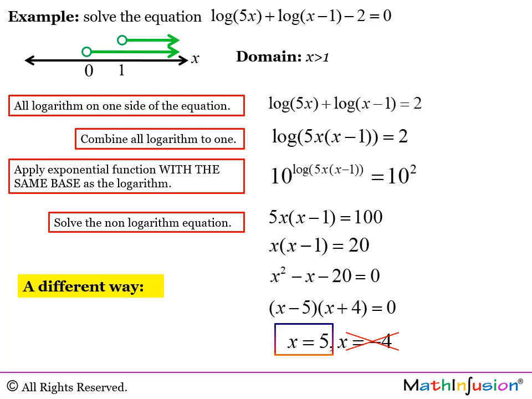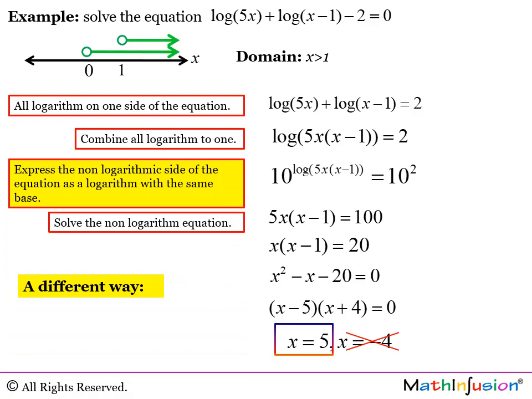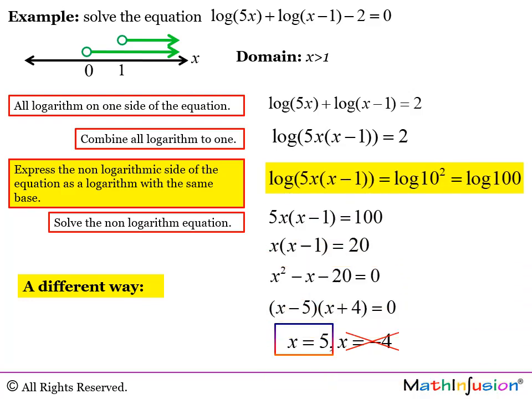Now I'm going to show you a slightly different way to do that. We are going to express the non-logarithmic side of the equation as a logarithm with the same base. It means that now I'm going to replace this step by this step. 2 is always log base 10 of 10 to the 2. And now I can go and do exactly as before.